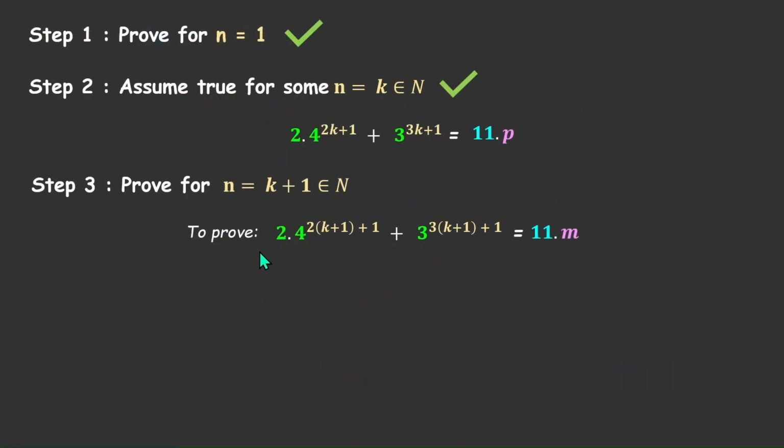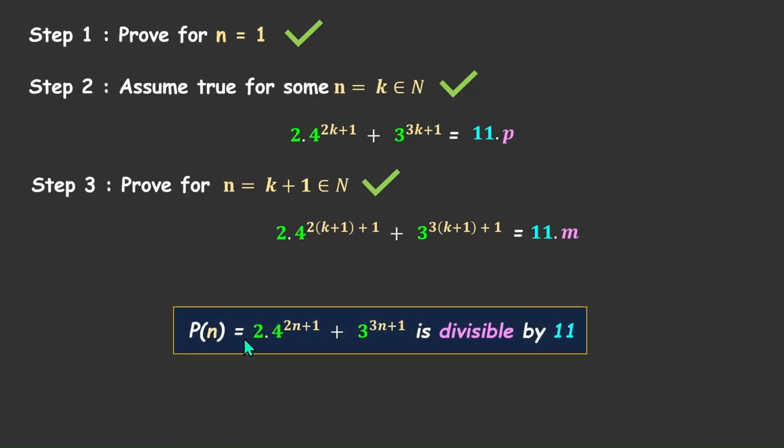So now we don't need to prove this, we have already proved it. So step 3 is done. And we can now confidently say that the statement 2 into 4 raised to the power 2n plus 1 plus 3 raised to the power 3n plus 1 is divisible by 11.